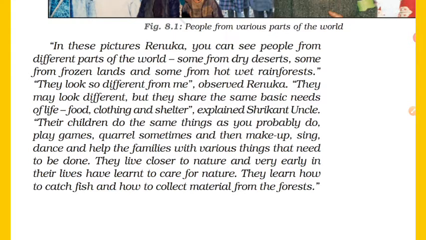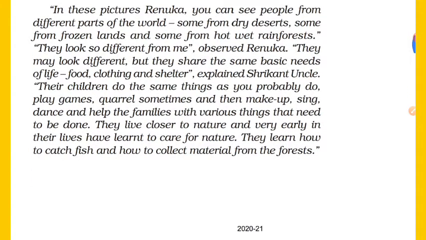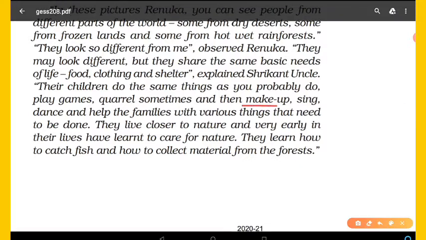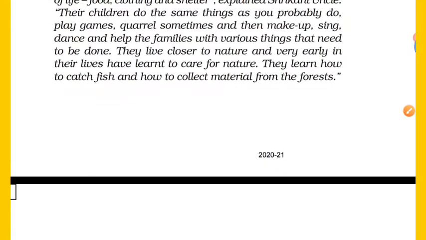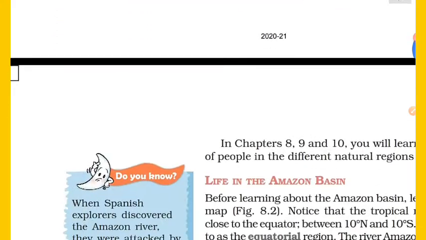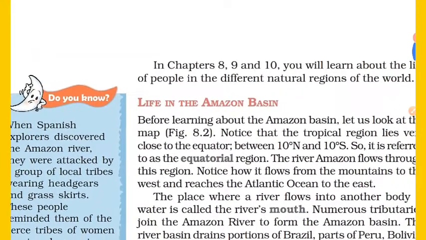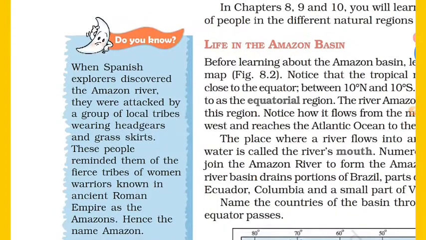So their children do the same things as you probably do, play games, quarrel sometimes, and then make up, sing, dance, help the families with various things that need to be done. They live closer to nature and very early in their lives have learned to care for nature. They learn how to catch fish, how to collect material from the forest. So the people live in the different regions of the world. They do different kinds of activities, and even children are engaged in different activities. So these things were observed by Renuka.